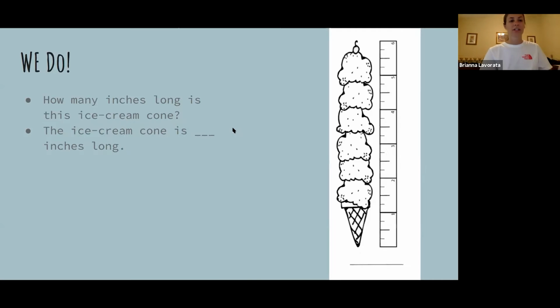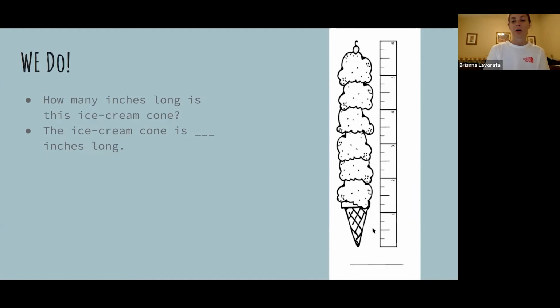All right, we are gonna do another one together. So now how many inches long is this ice cream cone? Go ahead and write a number 5 under your number 4. And go ahead and say, the ice cream cone is, just like how I have written here. Let's figure out now how many inches long our ice cream cone is.